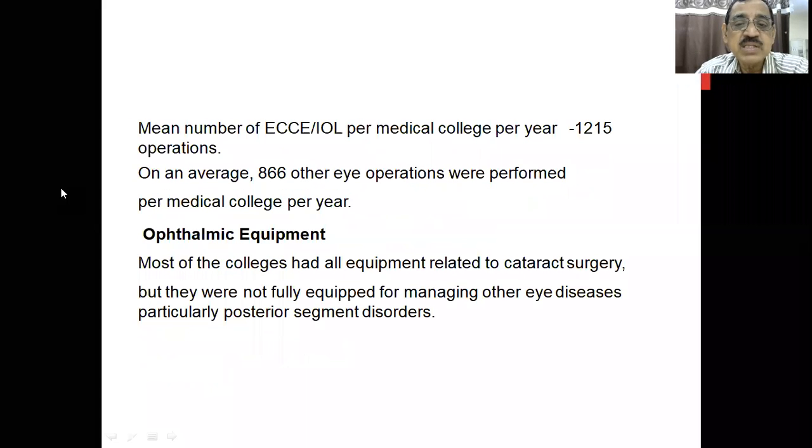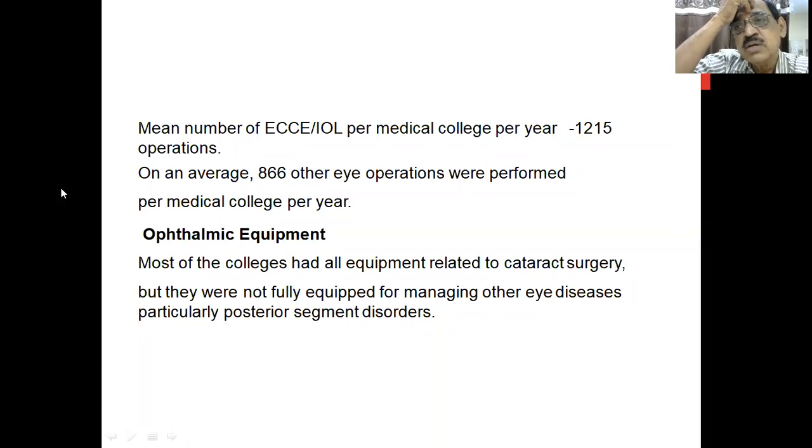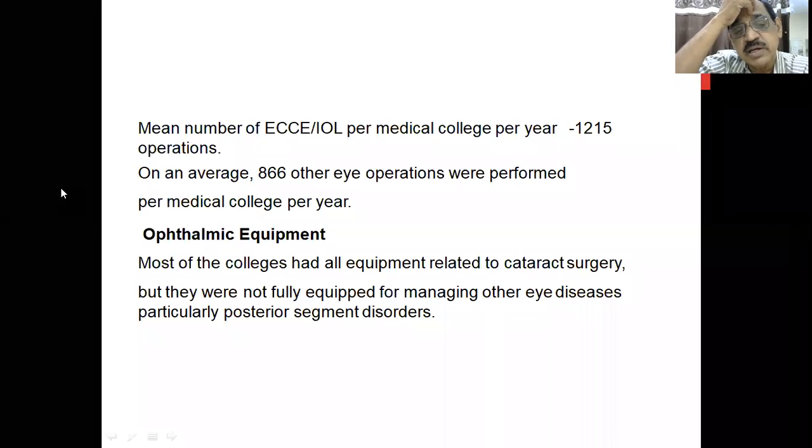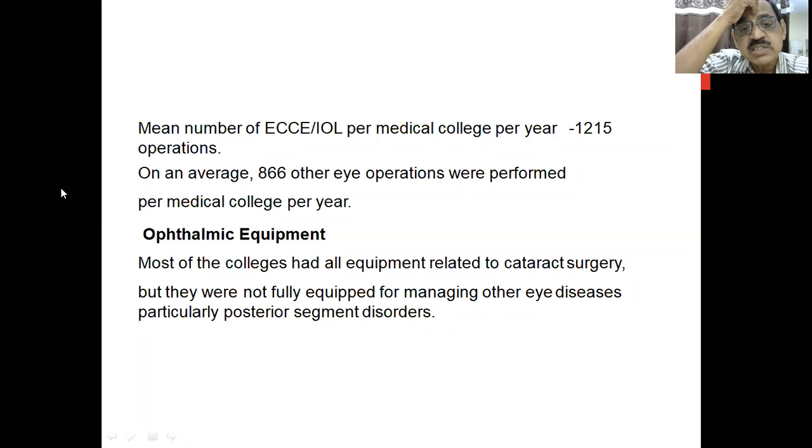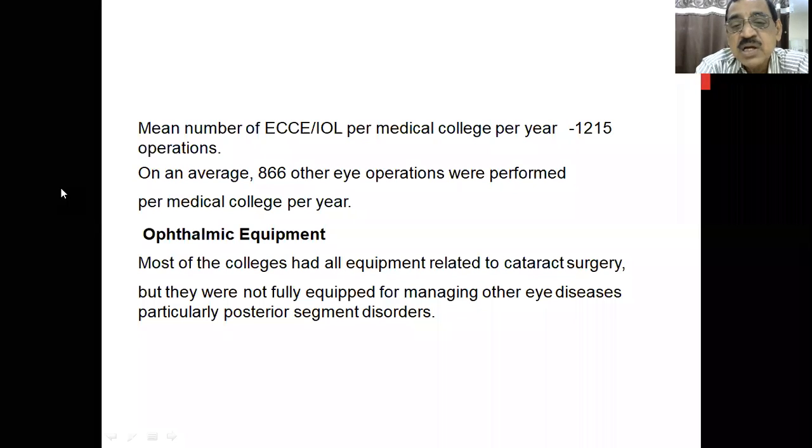So mean number of ECCE and IOL per medical college per year, they mentioned it like 1,215 operations. So nowadays, of course, in our college, in Gayatri Medical College, we have not reached that stage yet because we don't have enough patients. But the other centers, they are doing about 6,000 to 8,000 cataract cases per year. Okay. On an average, 866 other eye operations were performed, such as I have already mentioned, squint, trabeculectomy, keratoplasty, posterior segment surgeries, DCR and DCT and all this.